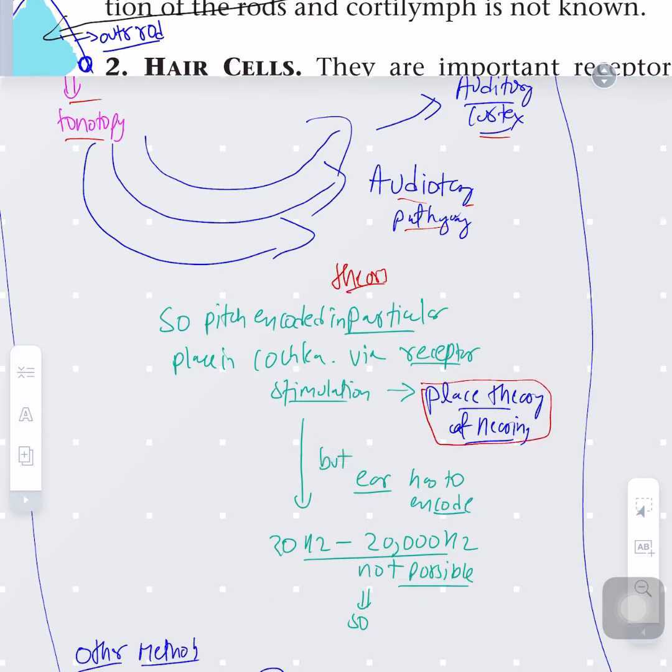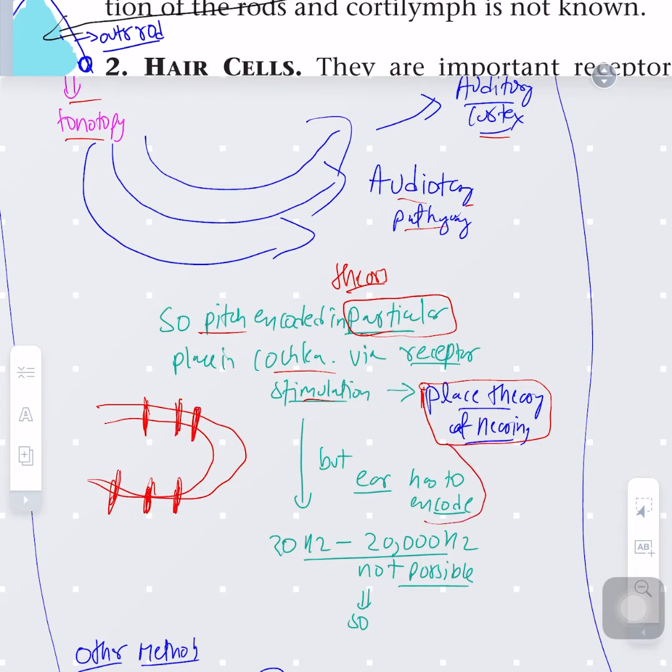Simply put, as sound waves pass from the base to the apex of the cochlea, at a particular place there will be stimulation of hair cells, which will encode the pitch of the sound. That is the place theory of hearing. But now there is a shortcoming of the place theory. Sound has a large range of frequency, right? That is from 20 hertz to 20,000 hertz.